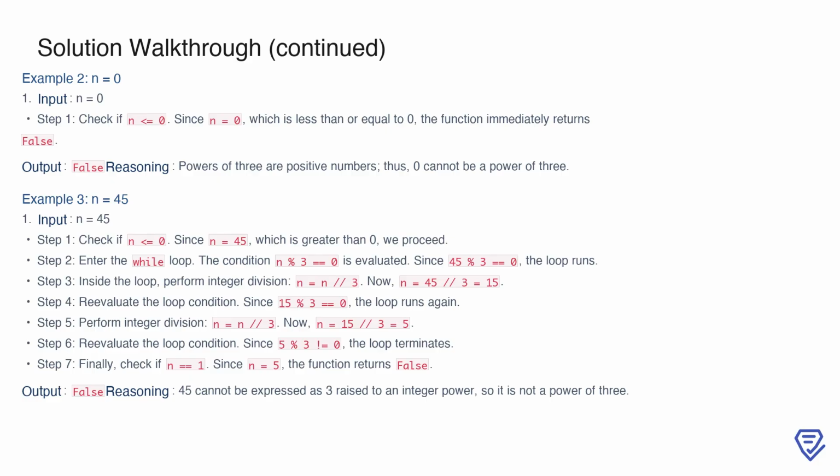Since n equals 0, this condition is true, and the function immediately returns false. The reasoning here is simple: powers of 3 are always positive numbers, so 0 cannot be a power of 3.